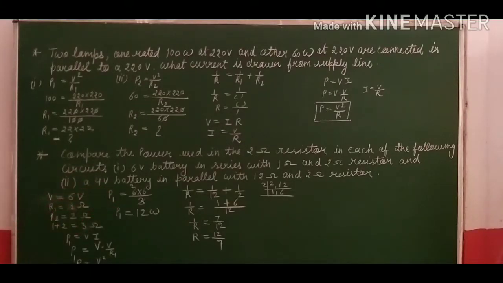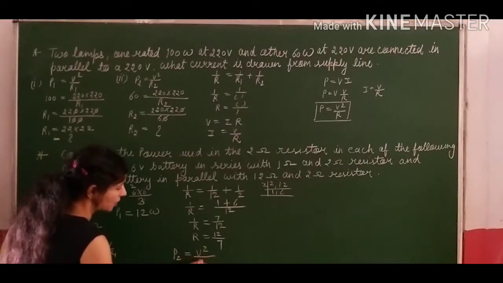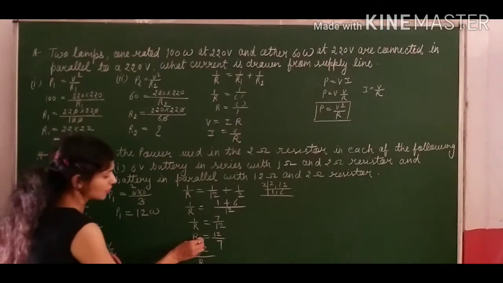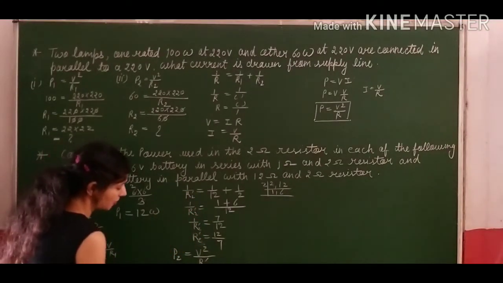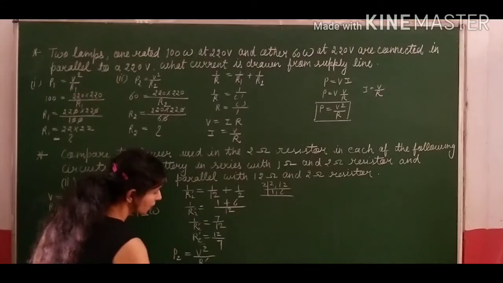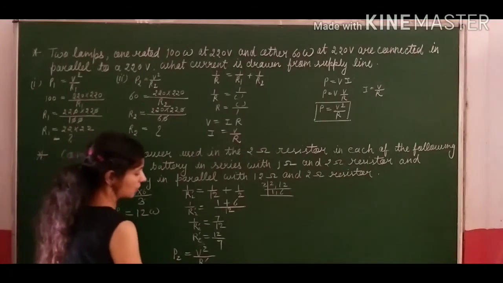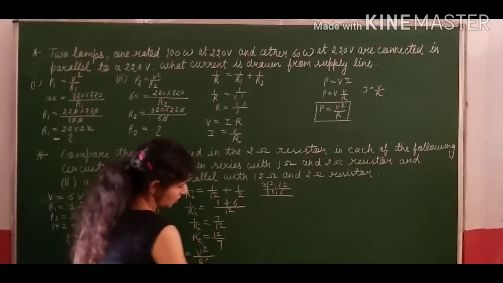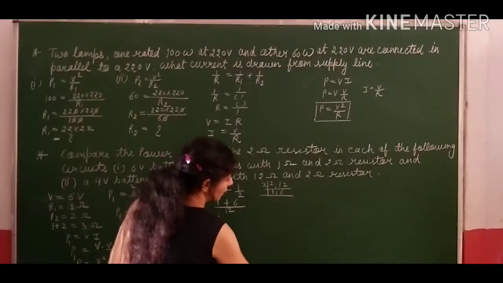But here we have to find out the power in the second case. Again we will use the formula P2 equals V square upon R2, where R2 dash is the resistance in the parallel combination. V is given as 4 volt, so P2 is 4 into 4 divided by 12 upon 7. The 7 will move up, so now you can solve it: 16 times 7 over 12, which is 28 divided by 3, and you can divide it to get the power.